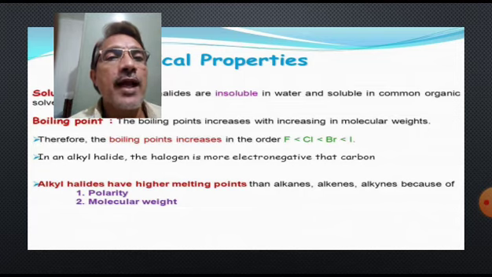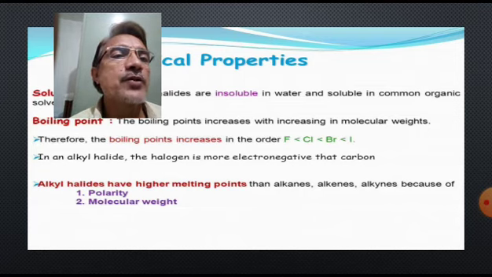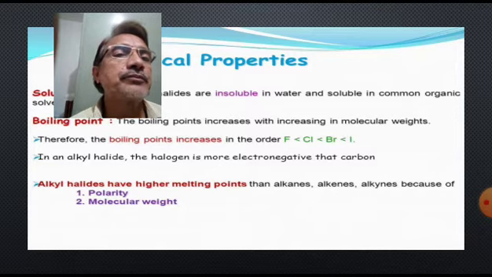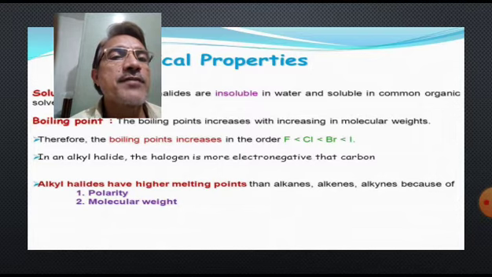In an alkyl halide, the halogen is more electronegative than carbon. Because of this, the carbon gets a partial positive charge and the halogen gets a partial negative charge. So in an alkyl halide, the C-X bond becomes a polar bond. This polarity increases as the difference between the electronegativity of carbon and halogen increases.